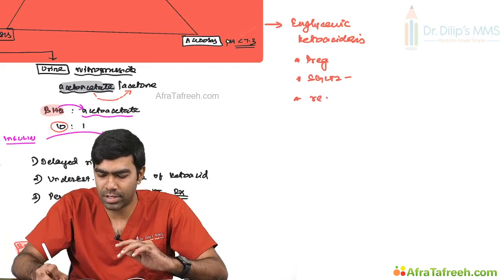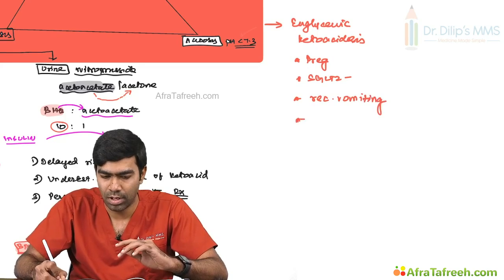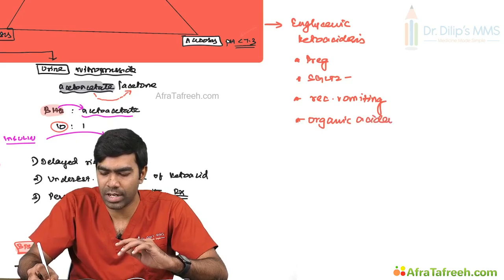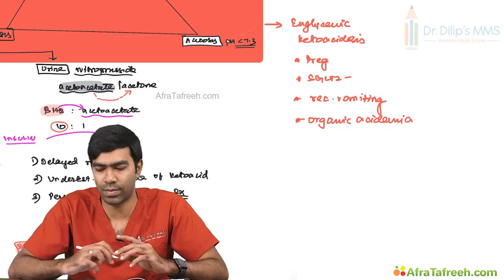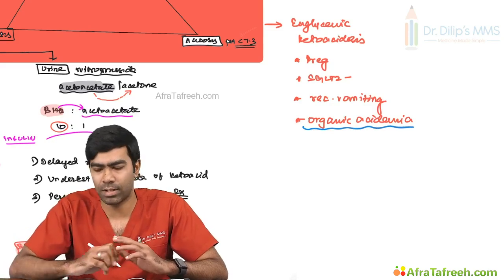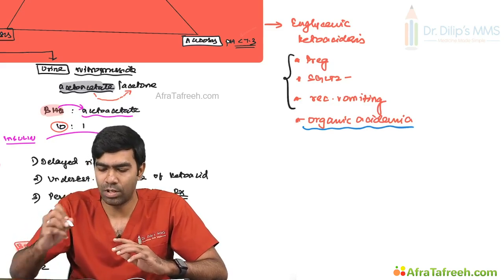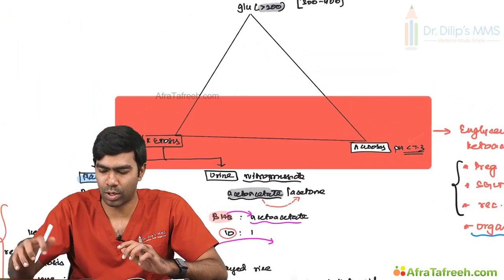And it can happen in the setting of recurrent vomiting like hyperemesis gravidarum possibly, and it can happen in the setting of organic acidemia. Like there are many inborn errors of metabolism that result in organic acidemia. So you have to think about that as well. So usually in children, you think about organic acidemia. In adults, you think about pregnancy, SGLT2 inhibitors and recurrent vomiting. So this is point number 1.